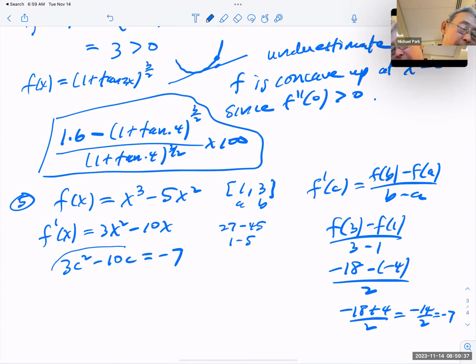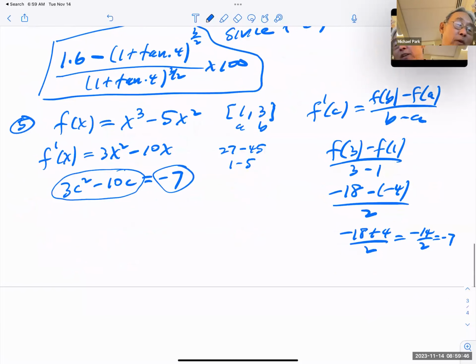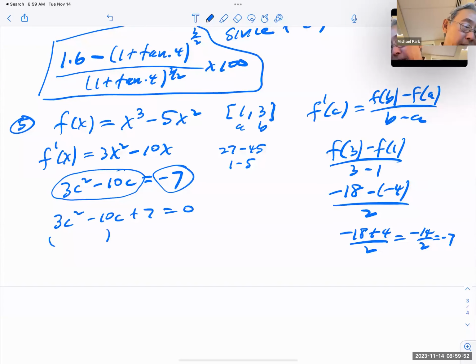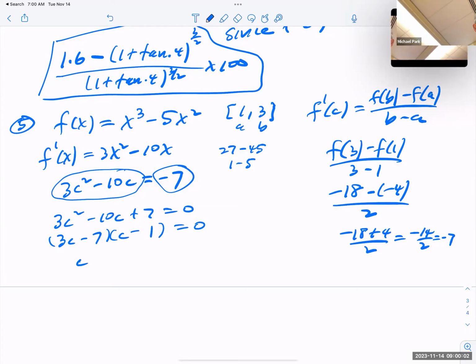See, so this is f prime of c, and this is f of 3 minus f of 1 over 3 minus 1. We need to solve this equation. So this is a quadratic, so you make one side 0. And if I made this problem, probably it's going to factor. So 7, 1, minus, minus. Yep, that works. So c equals 7/3 or 1.